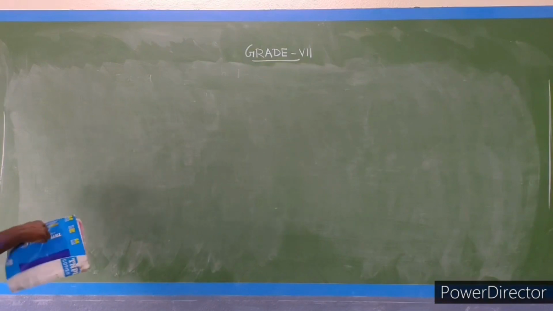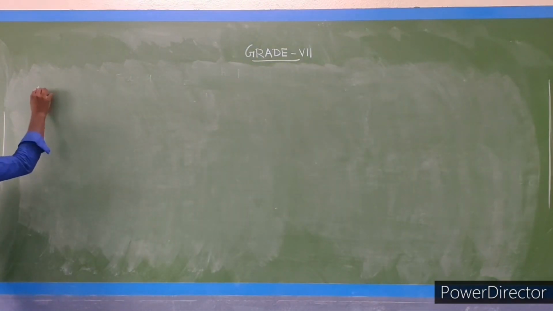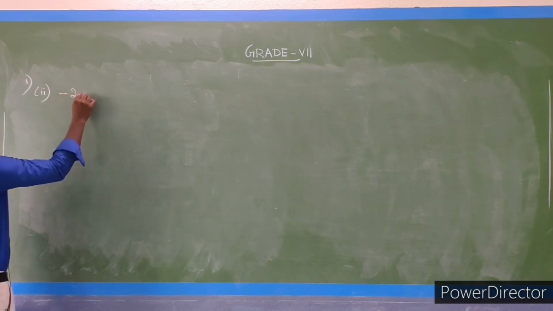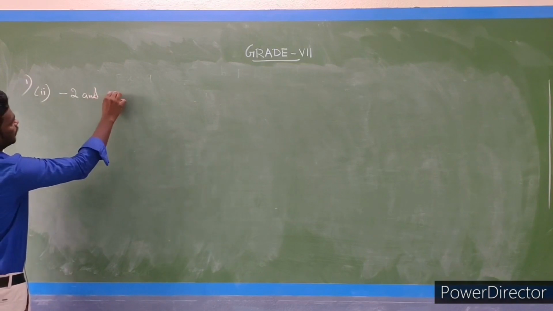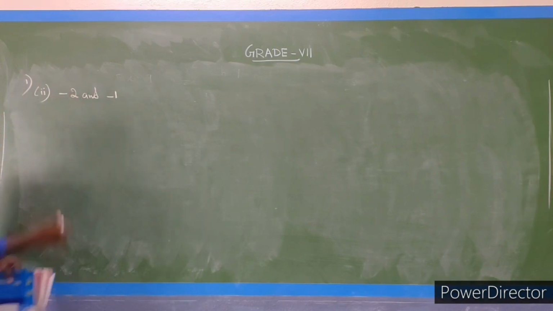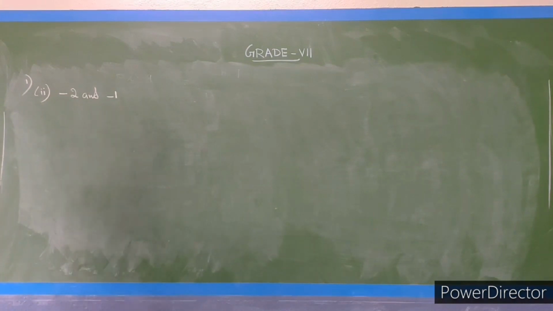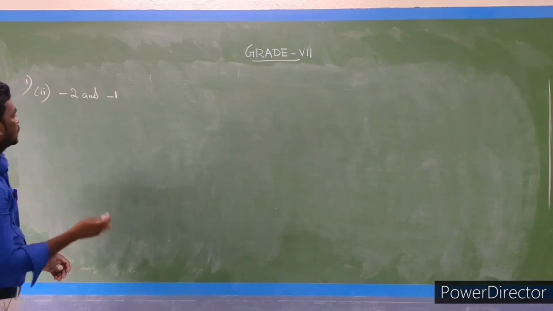Next, our second question. We have to find 5 rational numbers between minus 2 and minus 1. How do we find 5 rational numbers between minus 2 and minus 1?